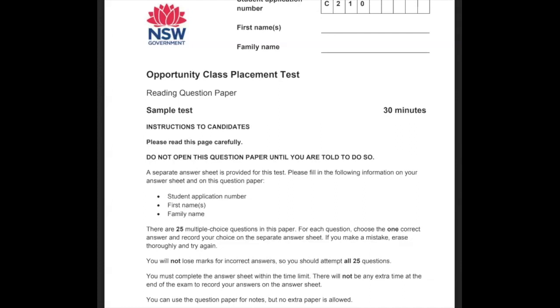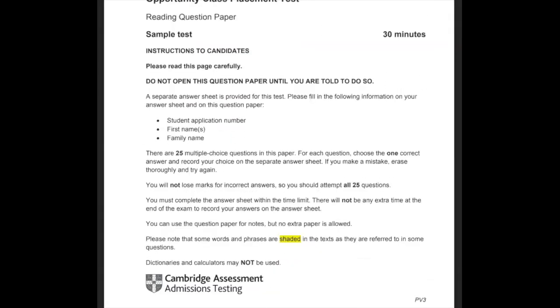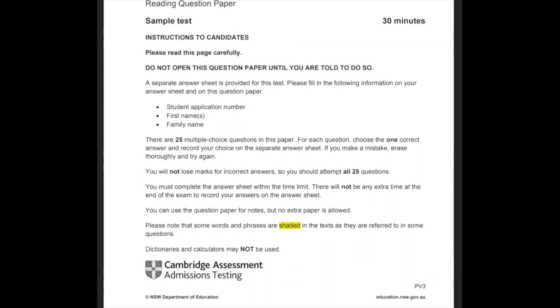Hello there, welcome to our review session on the OC test sample paper, specifically the reading comprehension paper. You can see just from looking at this briefing that there are 25 questions in this particular test, and there are 30 minutes in which to attempt this.